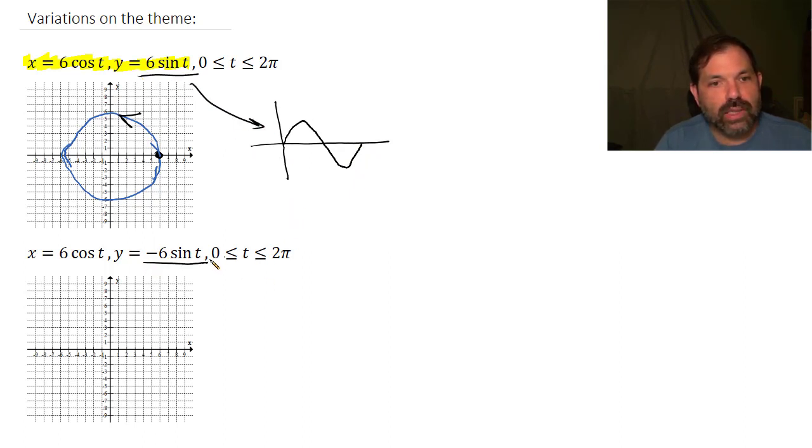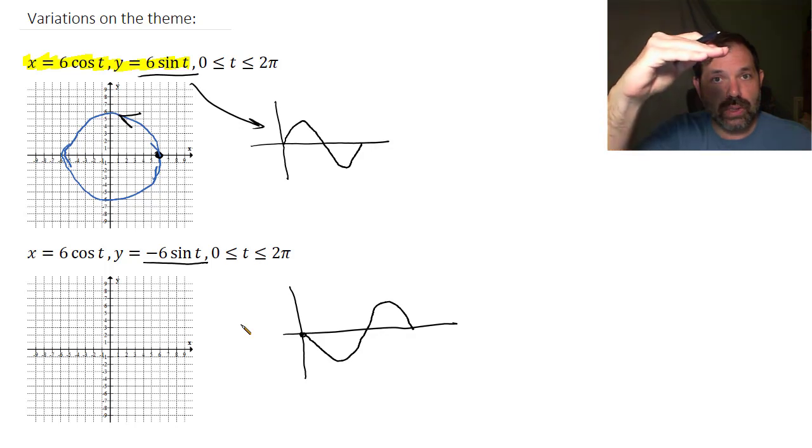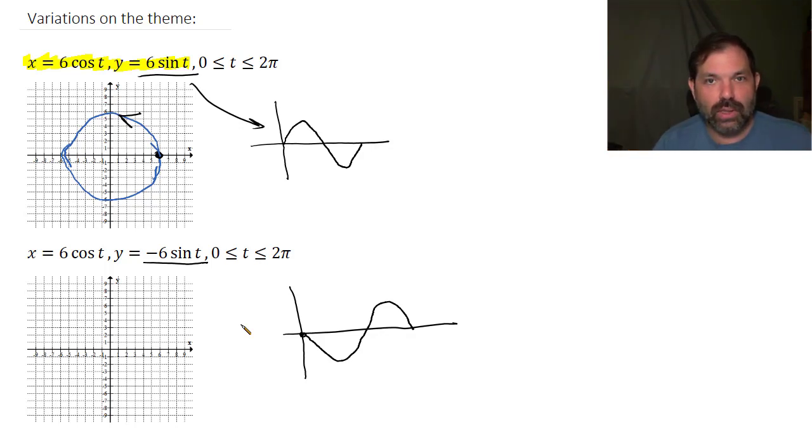But now, negative 6 sine t would again start at 0, but now it's going to decrease first to negative 6. And so what happens is, my y values are going to start at 0, but instead of increasing to 6 first, they're going to decrease to negative 6. And so effectively what that does is, it doesn't change the starting point. The curve still starts at 6, 0. But now instead of rotating counterclockwise, now the curve will rotate clockwise.